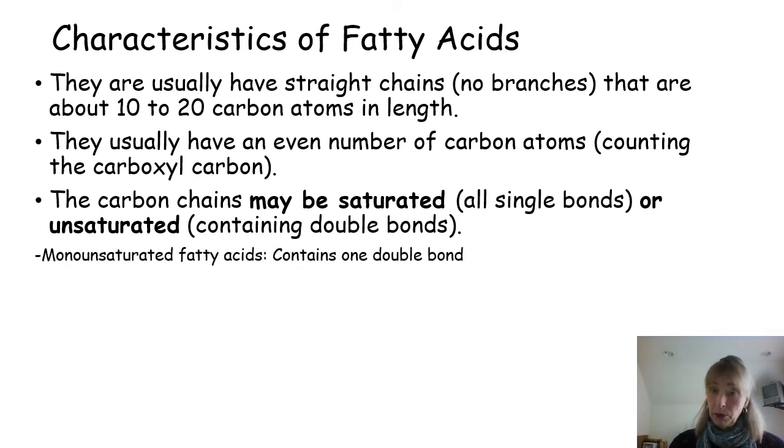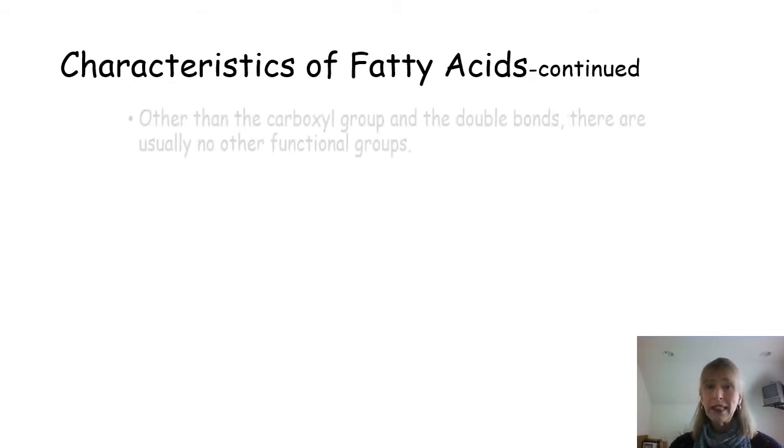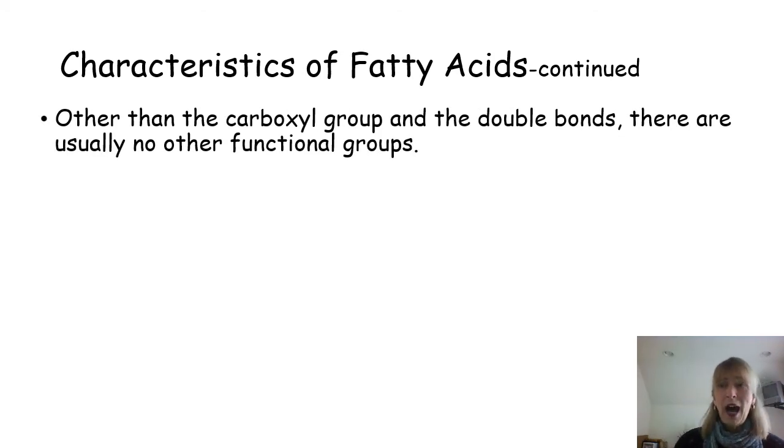So we've got a couple names we're going to throw out at you here. If your fatty acid has just one double bond, it's referred to as a monounsaturated fatty acid. It contains just one double bond. If it has more than one double bond, we call it a polyunsaturated fatty acid. Continuing with our characteristics, other than the carboxyl group and double bonds, there are usually no other functional groups found in a fatty acid.